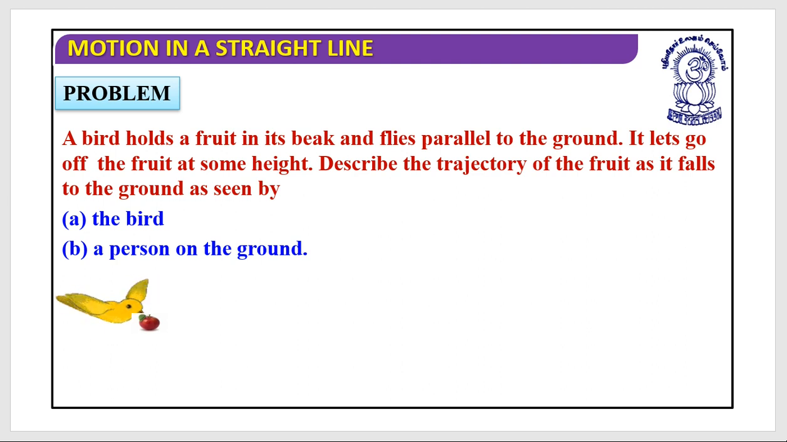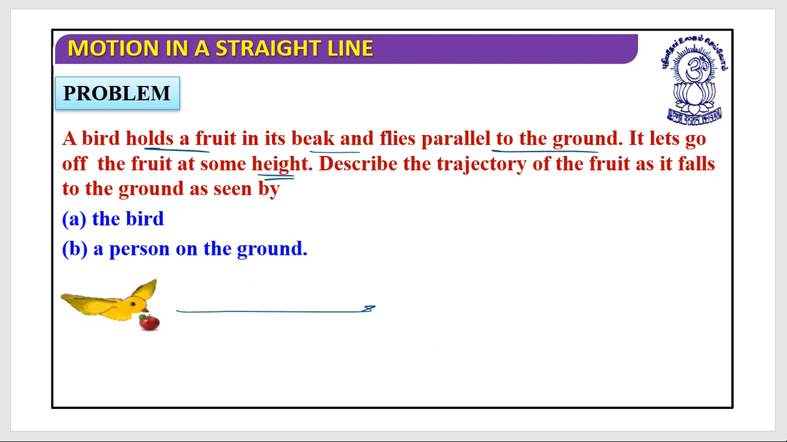What they have given: a bird holds a fruit in its beak and flies parallel to the ground. So it must be moving in this direction. It lets go of the fruit at some height h. Describe the trajectory of the fruit as it falls to the ground as seen by the bird and as seen by the person on the ground.